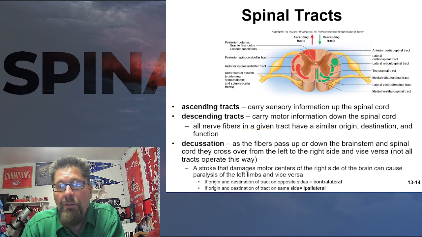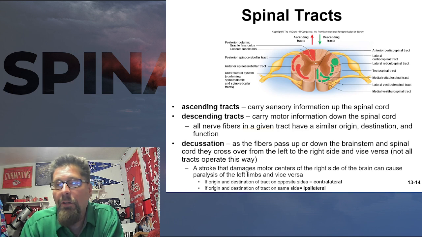So obviously we've talked about the spinal cord and the white matter being the elevator system going up and down the spinal cord, and then the gray matter is what receives the information from the receptors and then sends it back out to the receptors. So those tracks are going to be in the white matter. Obviously, if it's an ascending track, it's going up, and a descending track, it's going down.